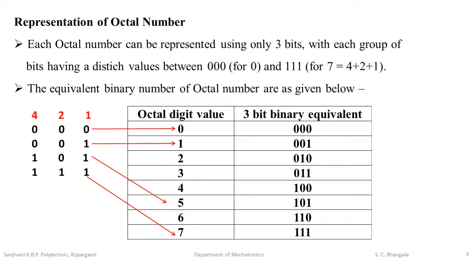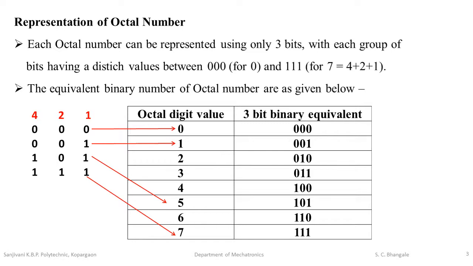As I have written here 4, 2, 1, instead of this we have to make the sum. How will it come to 1? So just put 1 below the 1. The 2 and 4 are 0. So we can write 0, 0, 1.